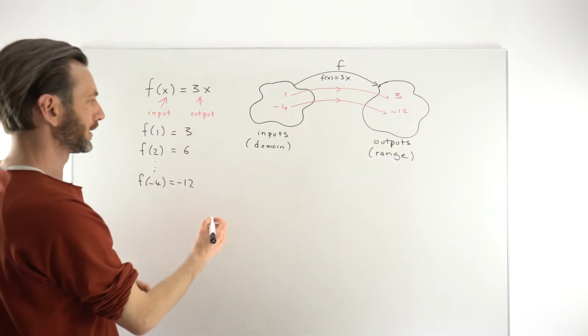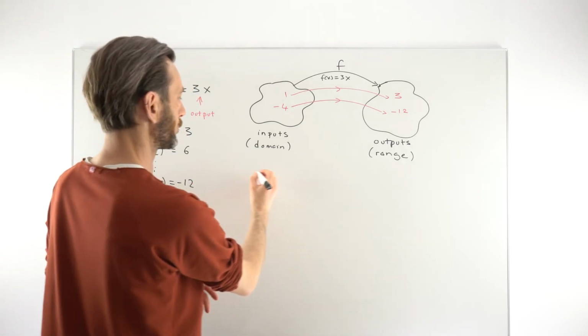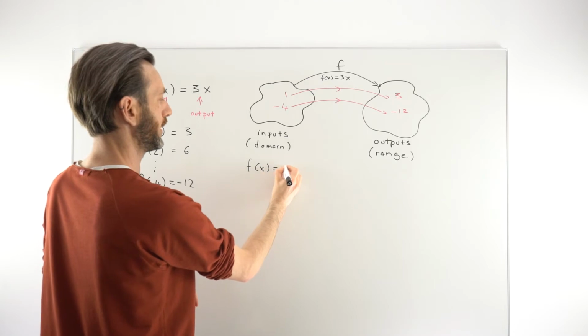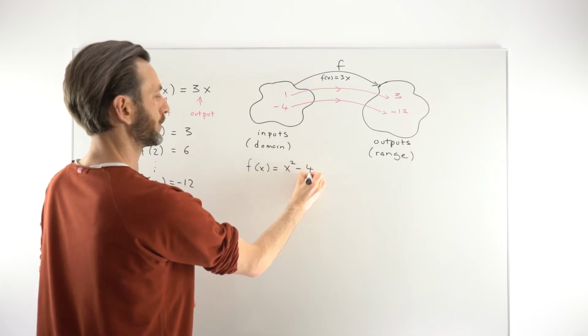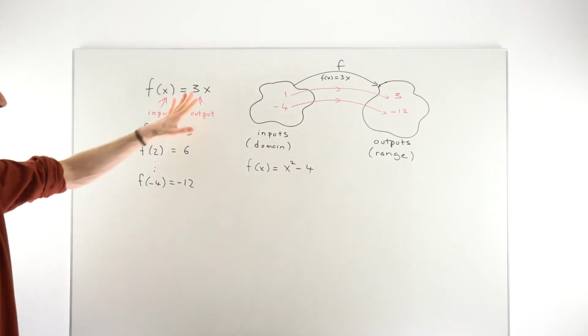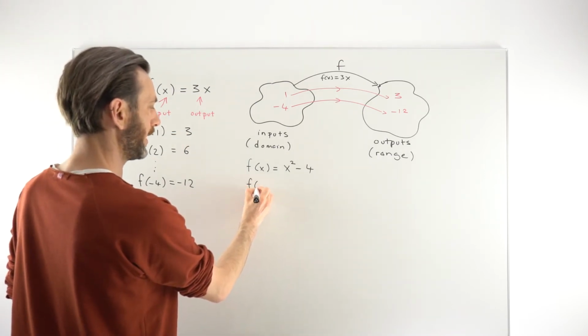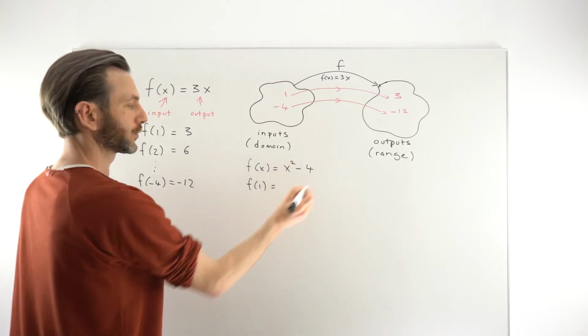So just to take maybe another example, let's have a look at the function f of x equals x squared minus 4. Similar-ish to the first one, maybe a little more complicated. If we start putting values into that, f of 1 would be 1 squared minus 4.